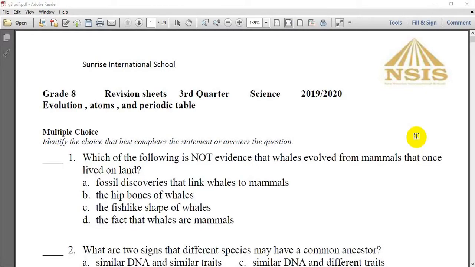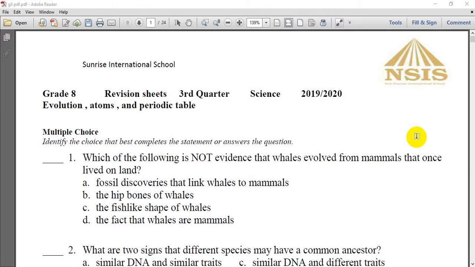This is Miss Mary. Today we will solve the science revision sheets, but let me tell you first what we have covered during this quarter. We covered chapter 6 about evolution, chapter 20 about introduction to atom, and chapter 21 about the periodic table. So let's start. Question 1.